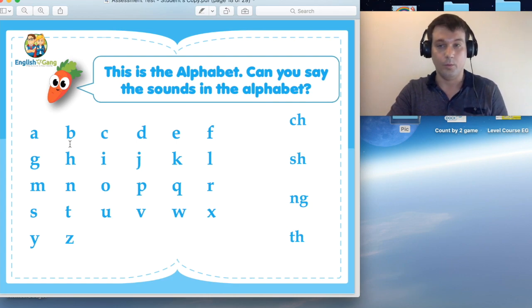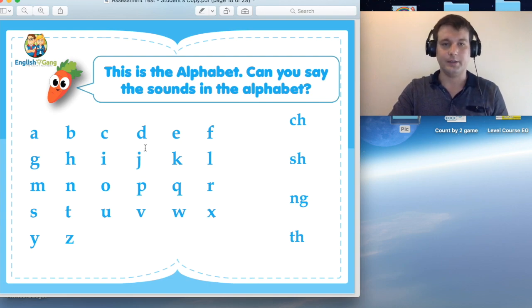So then what sound does this make? If they say B, just move forward. But what we're looking for is, the correct response would be A, B, K, D, E, F, G, H. And then we get to the digraphs over here. Sh. So those are the responses we're looking for.